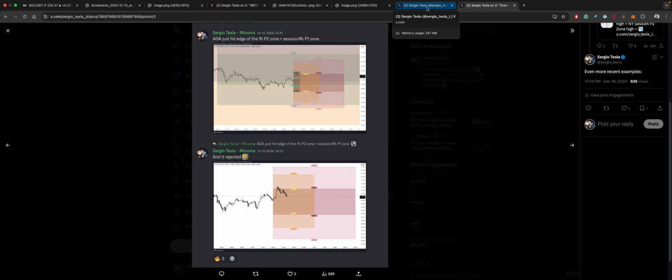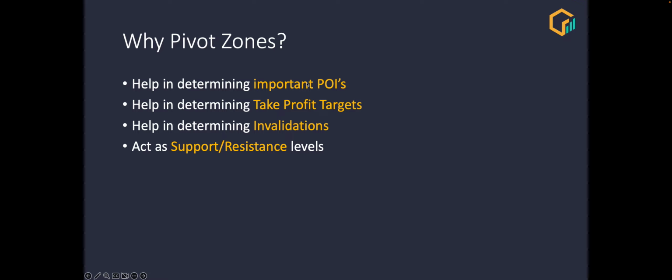So what we're thinking is that it's because of how the algorithms work, since markets are mostly controlled by algorithms. I hope that gives a little bit of an idea of how you can use them to determine important points of interest and take profit targets, and that you see that they can in fact act as support resistance levels, so you can use them as confluence in that way as well.